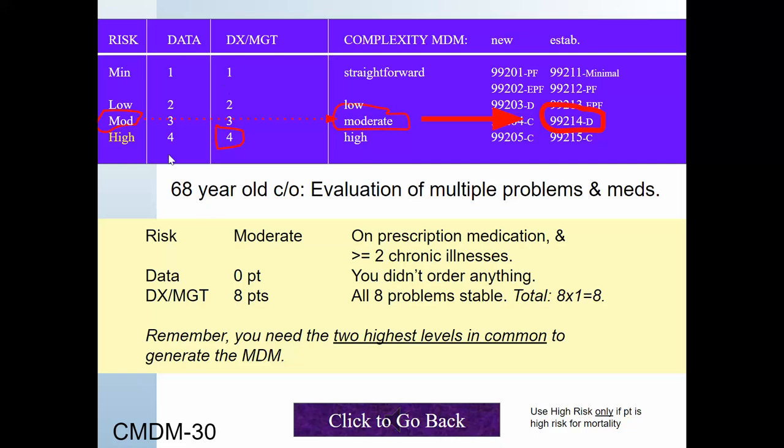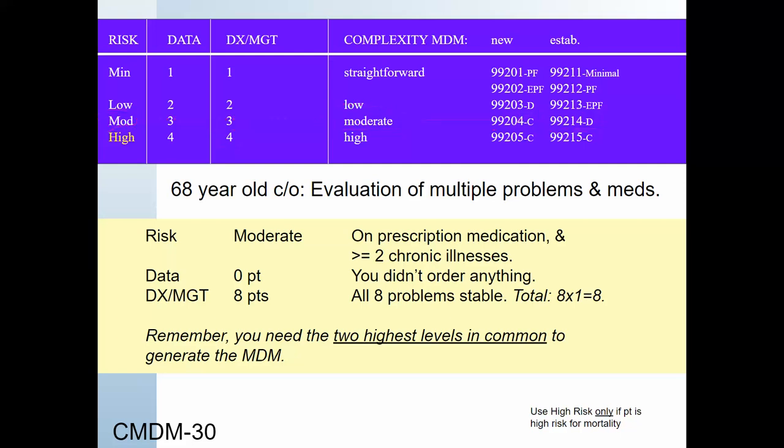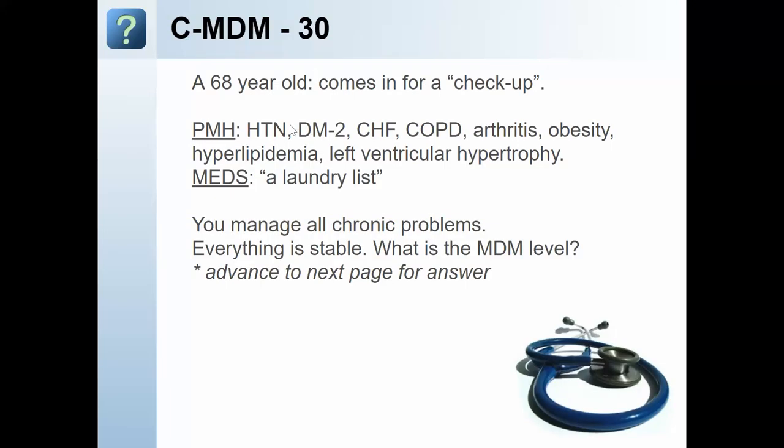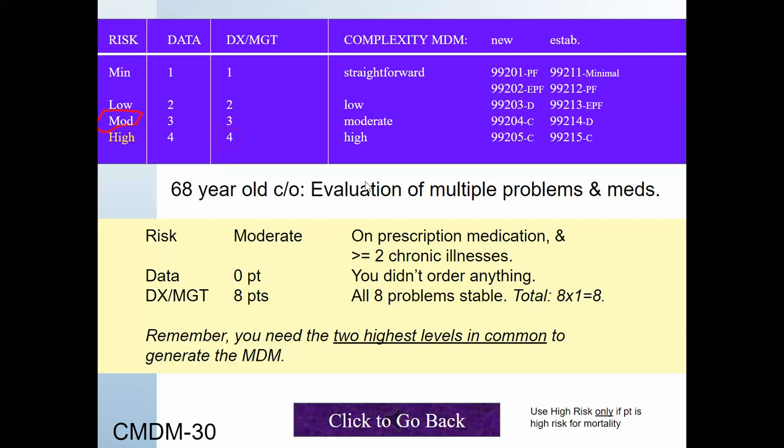This patient, you didn't order anything, so you get 0. Diagnostic management technically is 8. Why? Because look, all these chronic problems are stable. 8 times 1 is 8. Look at all these problems. It could be 10 problems. So all of these problems are stable, 8 total points, but the highest is 4. So you stop at 4 anyway. After a while, you can stop counting.